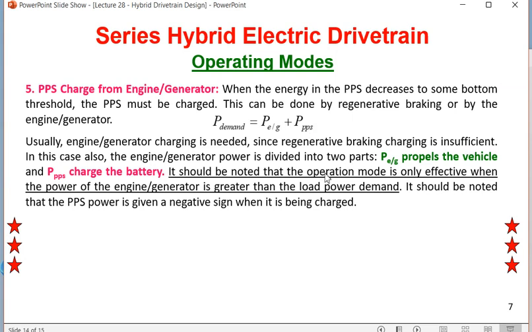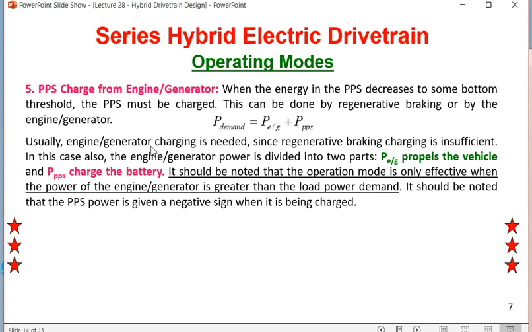P demand is the total power produced by the drivetrain. Among that, PEG is nothing but the power required for transmission or wheel driving. PPPS is nothing but the power to charge the battery. So PPPS is for charging the battery, and P engine is for the propulsion of the vehicle.